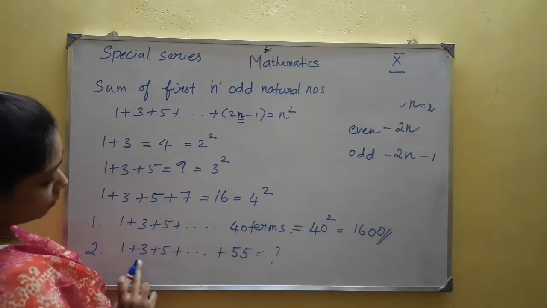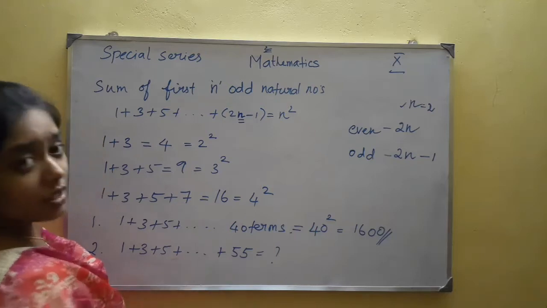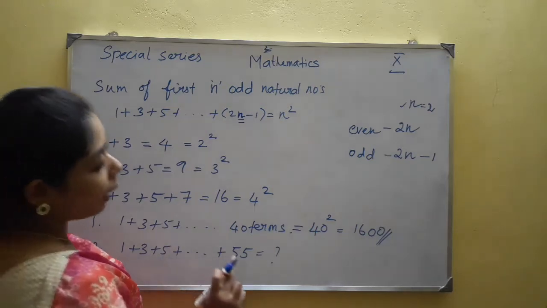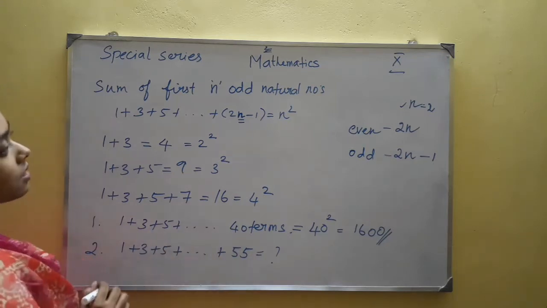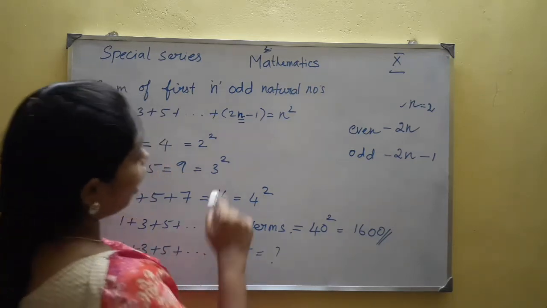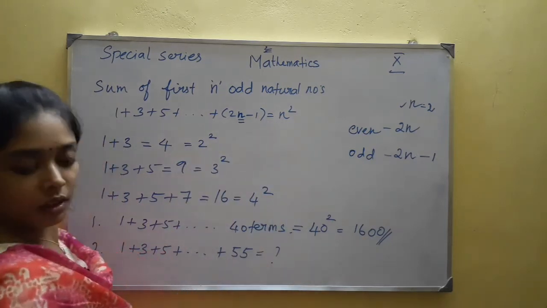So here is 1 plus 3 plus 5 goes on up to 55. It doesn't mean the number of terms is 55. It is up to the 55th odd number that you have stopped in this summation. So how to find the value of n first? Then only you can square it, no?